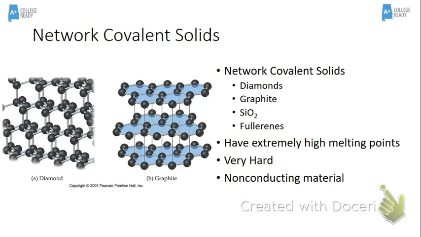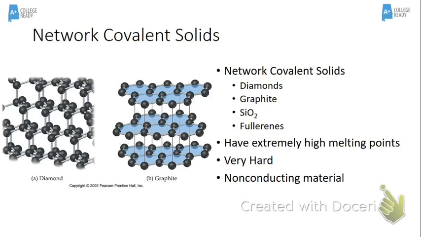One type of intramolecular bonding that we have going on is a type of covalent bond which is extremely strong, and this is our network covalent solid. Network covalent solids are things like diamonds and graphite and silicon dioxide and fullerenes, which the only ones that you really need to know are the diamonds and the silicon dioxide. Those will probably be the only two that I can think of, and I might be wrong, that I believe will show up on your exam.